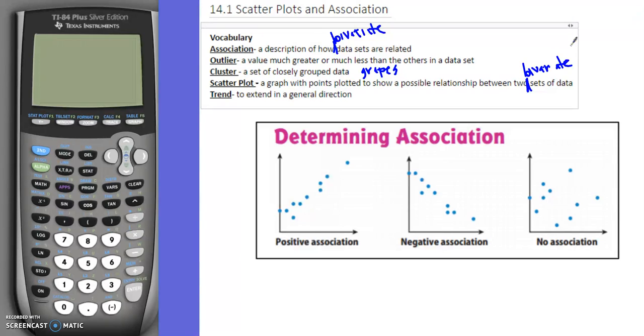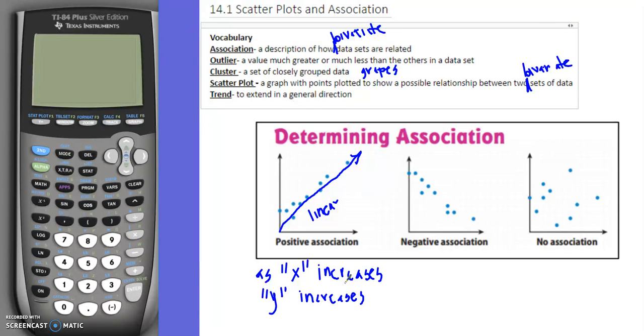So if we want to determine association, a positive association, this appears to be linear. And we would describe this as X increases, Y increases. Okay, this is a negative association, and we would describe it as X increases, Y decreases.